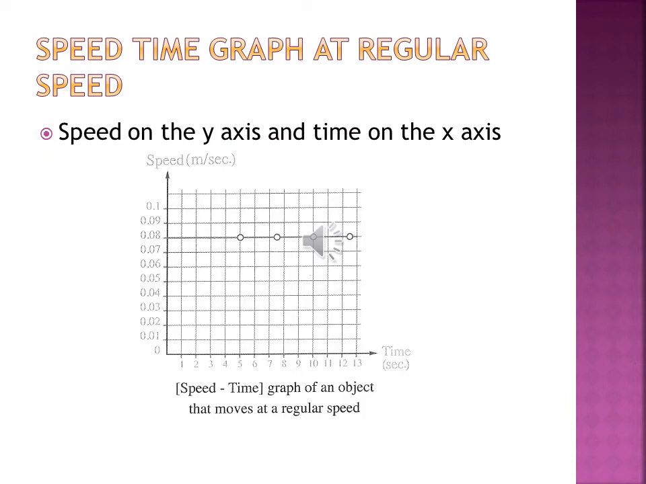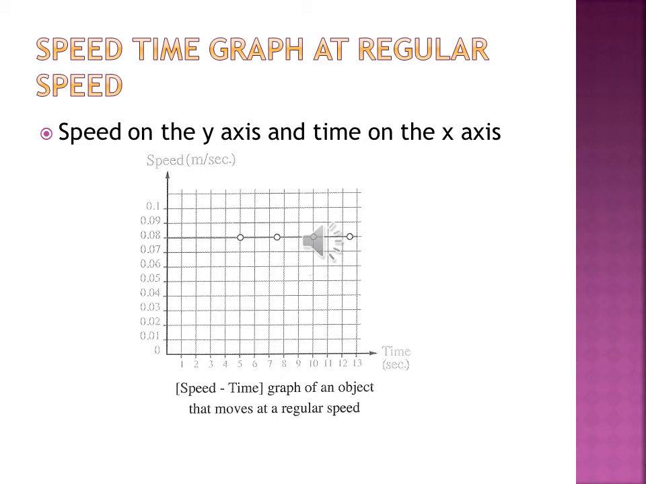Okay, here we have another graph for regular speed. We have the speed time graph at regular speed. Here you will put the speed on the y-axis and time on the x-axis. The value of the speed is constant because we are in regular speed. So in all cases, the speed will be constant, will be equal. So what is the value of the speed? 0.08. And the time will pass. So the speed is a constant value and the time will pass. So here we have a straight line.